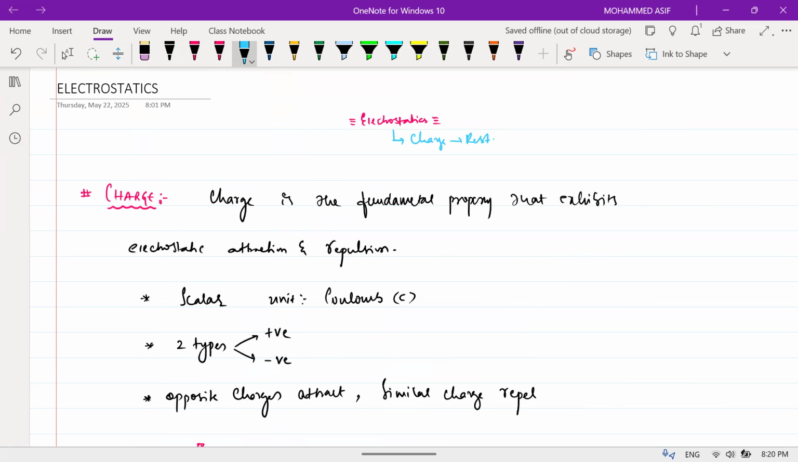Charge is nothing but a fundamental quantity, a fundamental property that exhibits the electrostatic attraction or repulsion. It is a scalar quantity, and the unit of this one is coulomb. We have two types of charges: one is positive charge, another one is negative charge. And you know that opposite charges will attract and similar charges will repel.